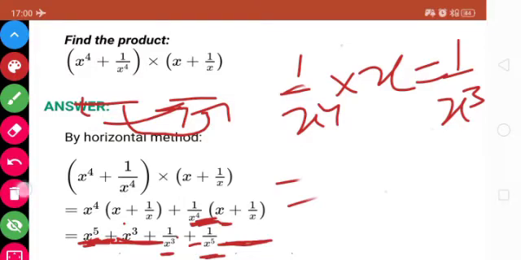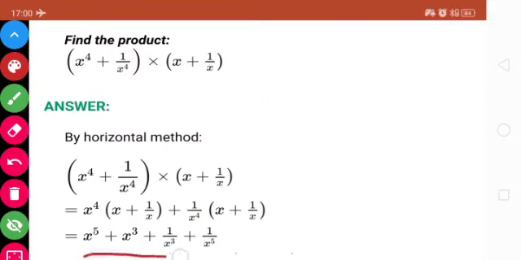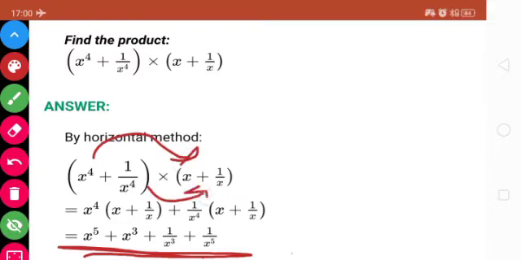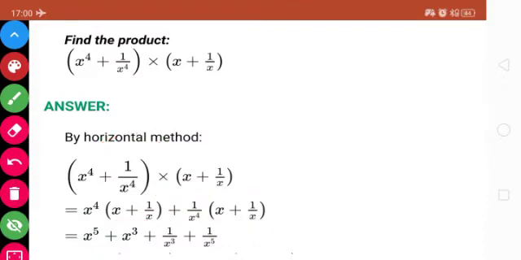Okay, understand? I hope you are understanding. So first you multiply the first term to this, then the second term to this. So x to the power 4 into this, and 1 upon x to the power 4 is equal to this into this. Okay, now come to the next question.